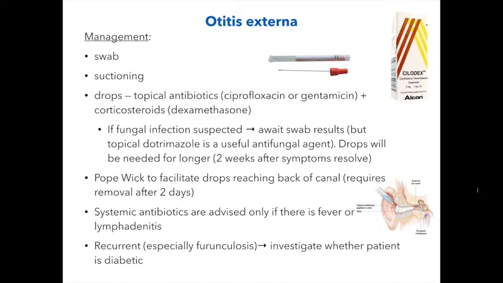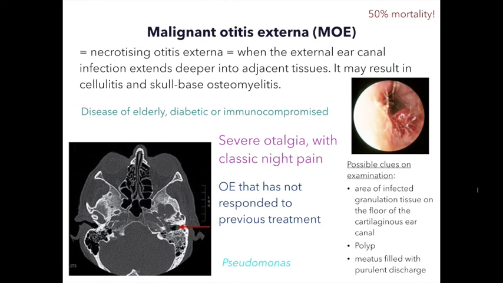Systemic antibiotics are advised only if there's a fever or a lymphadenitis, and recurrent otitis externa flares should be investigated. So often these are diabetic patients, and it's something that bears a second look, particularly because we can develop malignant otitis externa. So the name is sometimes a bit of a misnomer. It's not malignant because it has anything to do with cancer in any way. It's because it's quite deadly. So MOE has a 50% mortality.